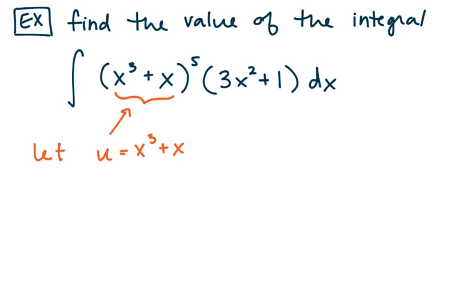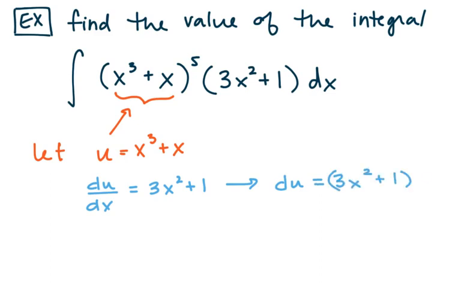Now I can differentiate this. The derivative of u with respect to x is 3x squared plus 1. And hopefully you notice that once I take that derivative, that piece is also part of my integrand. So if I rearrange this just a little bit, I can say du equals 3x squared plus 1 times dx. I'll take that dx, we'll call it a differential, and I multiply it up. I'm treating it just like a variable. So now 3x squared plus 1 dx represents du.